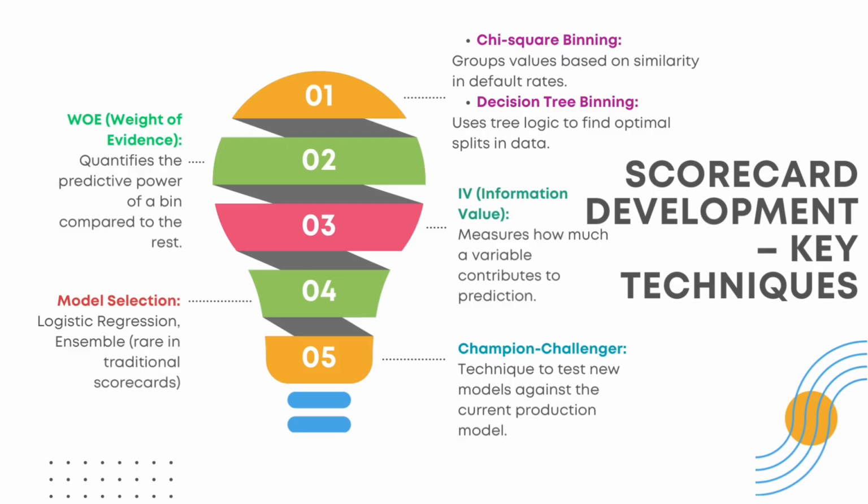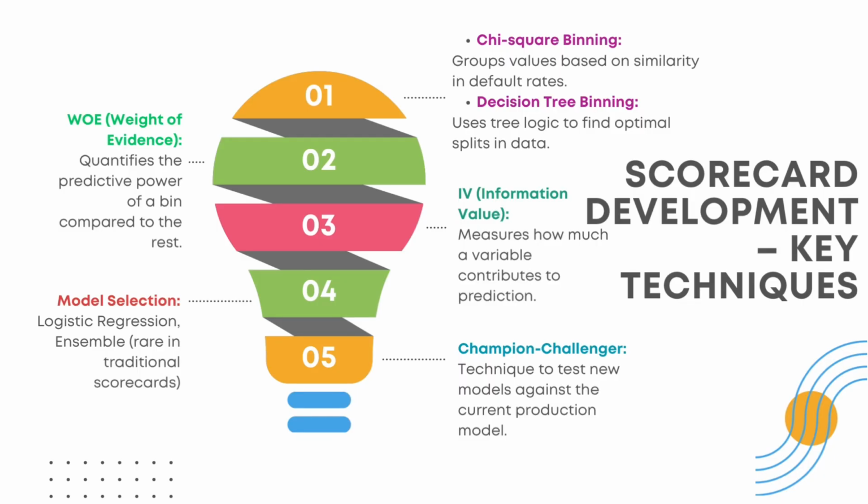So what are the key techniques in development? There are various techniques we will discuss. First is the chi-square binning. It groups values based on similarity in default rates. Decision tree binning. It uses tree logic to find optimal splits in data. Weight of evidence. We discussed just now that it quantifies the predicted power of a bin compared to the rest.